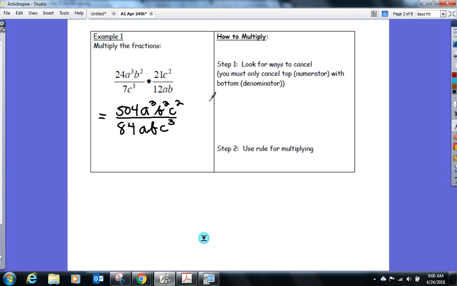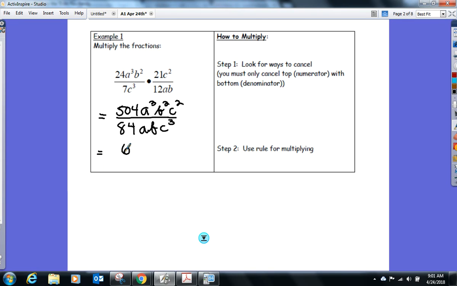Now you're going to reduce. Ready? 504 over 84. Go ahead, into your calculator. Let's go, 504 over 84. It'll do the tough work for you. What do you guys end up with? 6, perfect. Where should that 6 go, in the numerator or the denominator? Where's the bigger number? Okay, so 6.